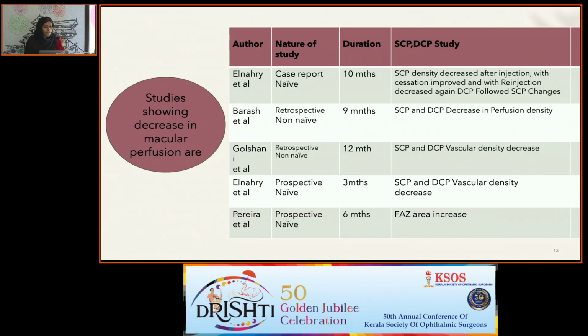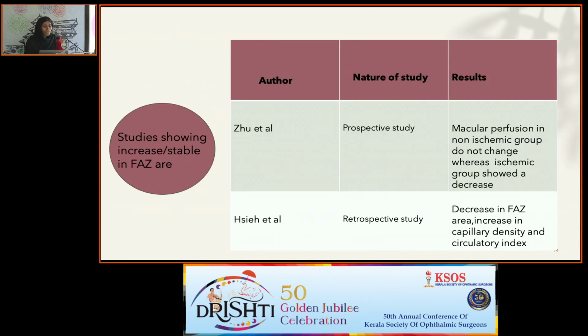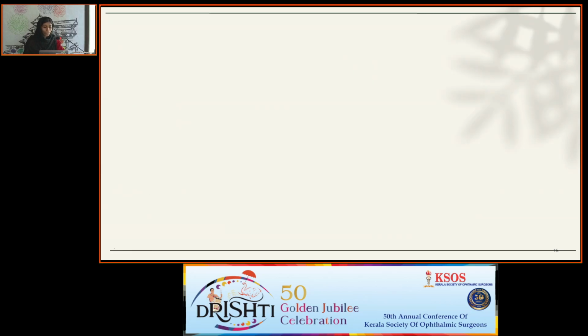In a study by El Nahari et al., they found that the superficial capillary plexus density decreased after injection, and with cessation of injection, the density improved, and again with injection it decreased. In a study by Barash et al., they found a decrease in macular perfusion status 3 minutes following an injection. These were some of the studies which show an increase or stability in foveal avascular zone after injections.